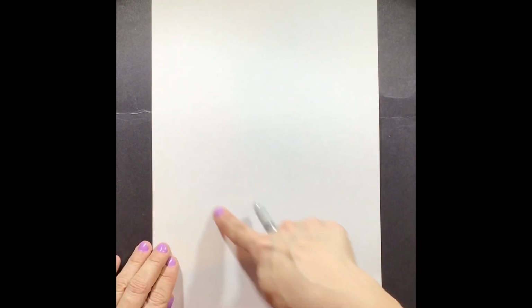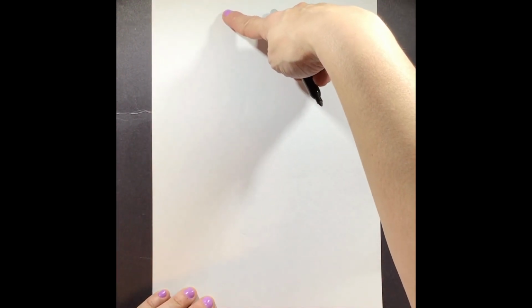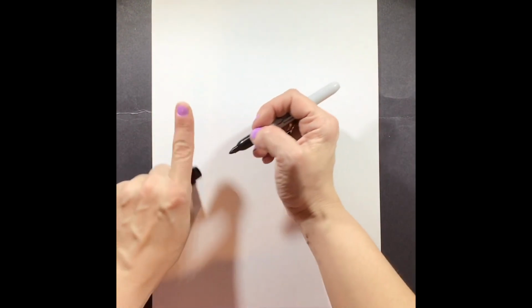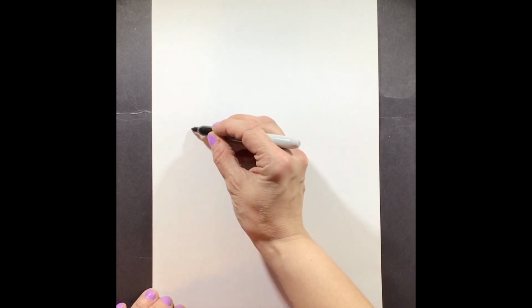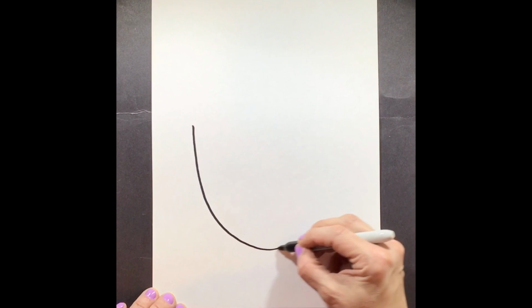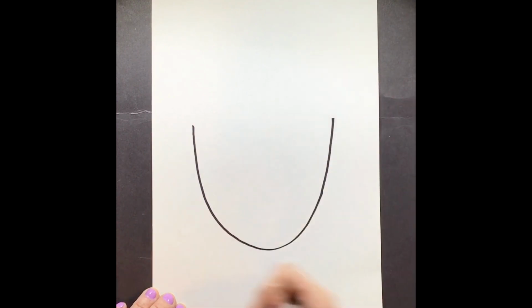So the first thing that we want to do is get the face. Our paper needs to be vertical, so long way up and down. If you don't have a piece of paper, you can use a brown paper bag or anything else that you want to draw on. Just make sure that you've got a lot of space at the top, so I prefer it to be vertical. For step one, we're going to make a big U right towards the middle of the page. We're going to start on one end, go around, and make our U.